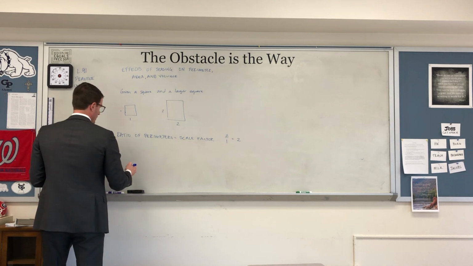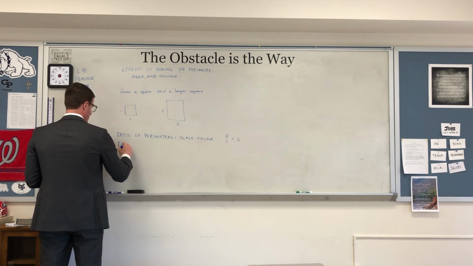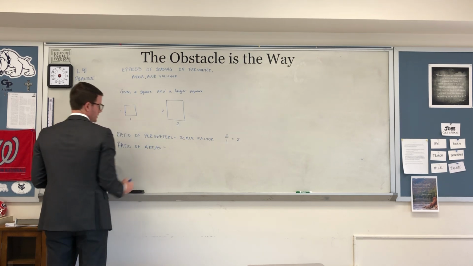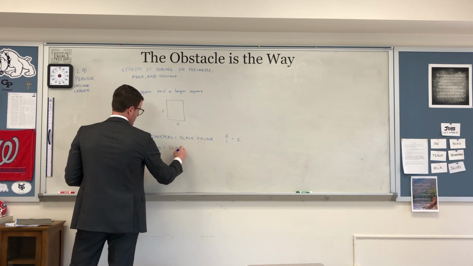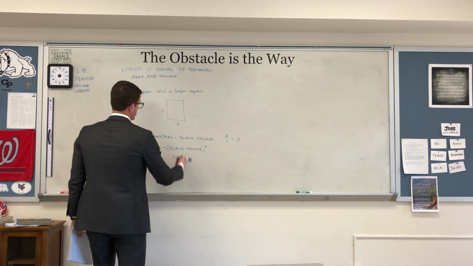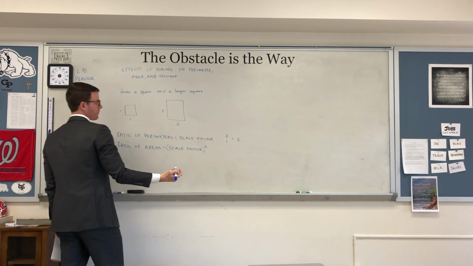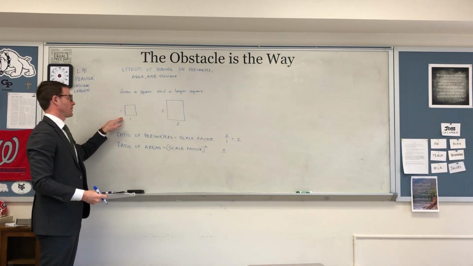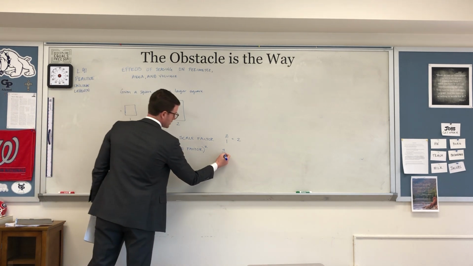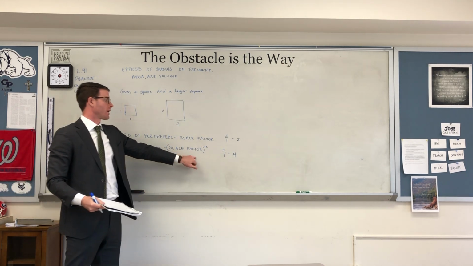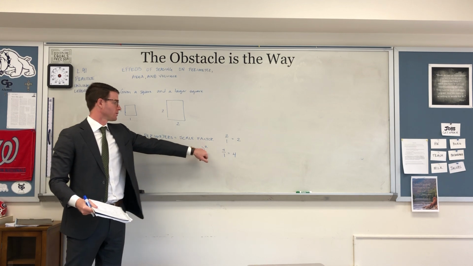And I also know then that the ratio of areas is equal to the scale factor squared. So the area of the larger square is 4, and the area of the smaller square is 1. So the ratio of the larger square's area to the smaller square's area is equal to the scale factor squared. The scale factor is 2, and 2 squared is 4.